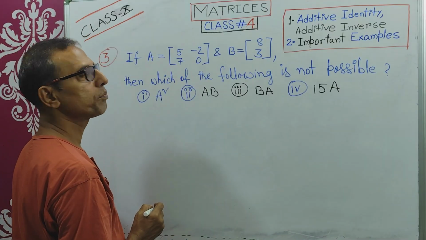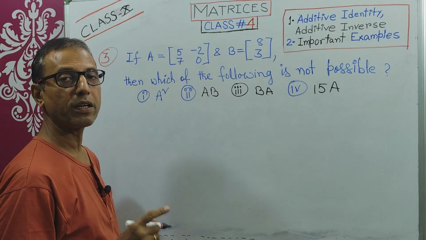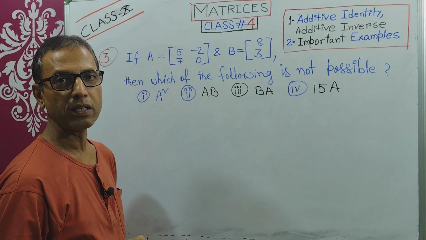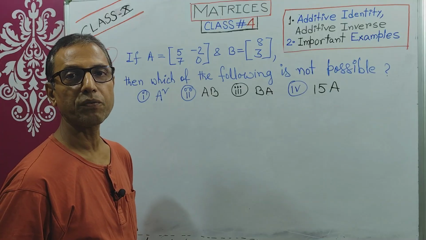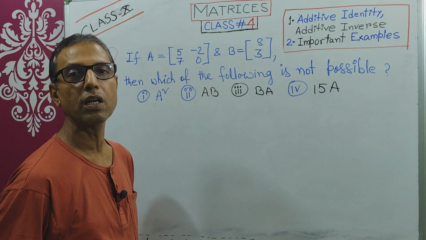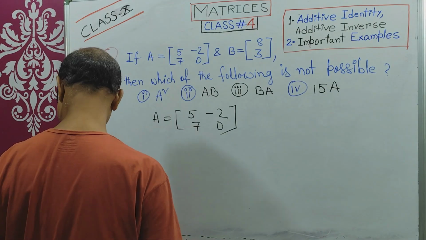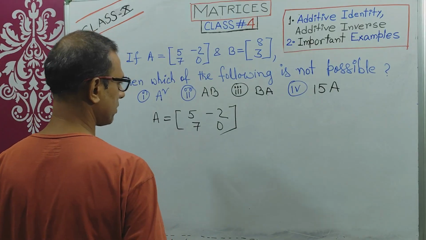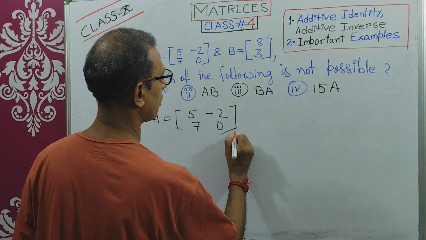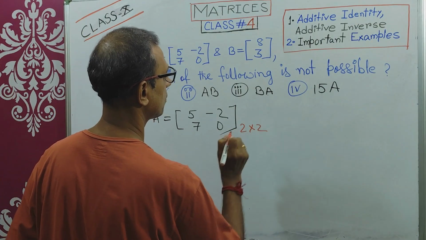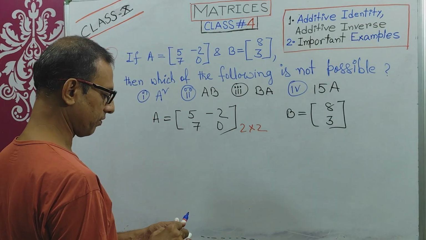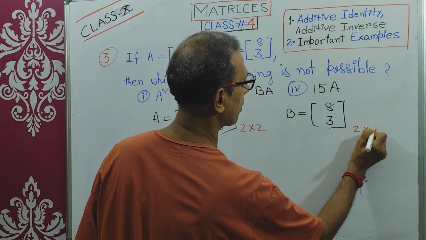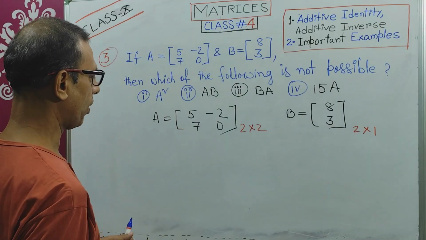So what is the property? First of all, you can do matrix multiplication only when the number of columns in the first matrix is equal to the number of rows in the second matrix, right? What is the order of this matrix? The order of this matrix is 2 rows and 2 columns, that is a 2 by 2 matrix. What is the order of this matrix? The order of this matrix is 2 rows 1 column, that means 2 by 1.